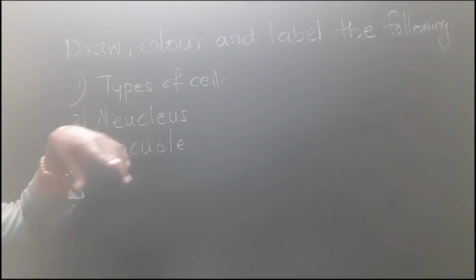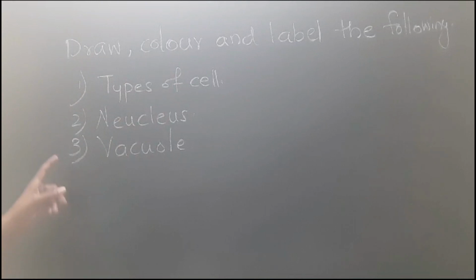Draw, color and label the following. Number 1, types of cell. Types of cell, you should draw, color and label it. Then nucleus, you must draw, color and label it. And vacuole also, you should draw, color and label. So these things, if you draw, color and label, you will be thorough with these things. You will not forget, because this is very important in future. You need this. This lesson is very, very important.